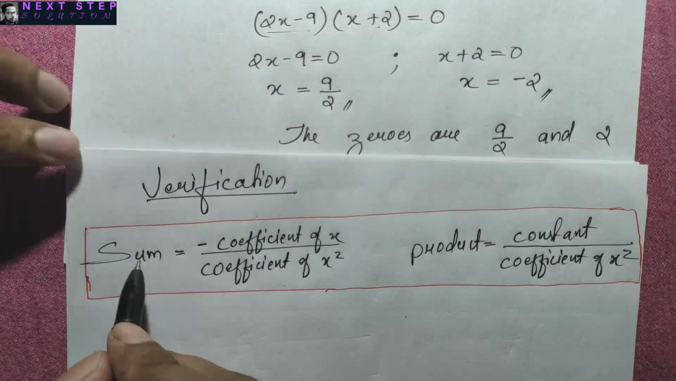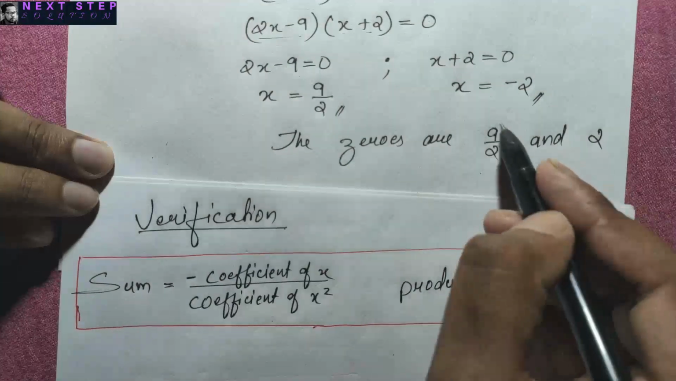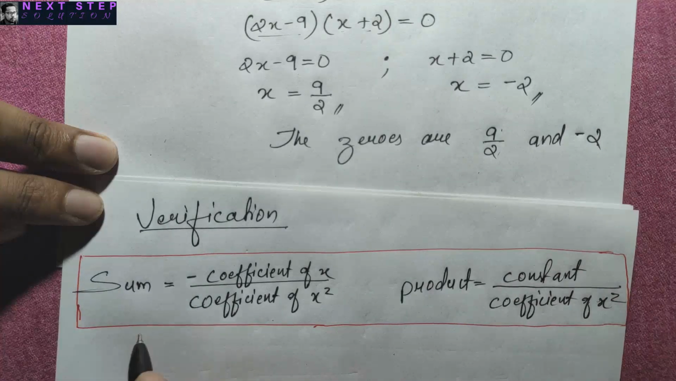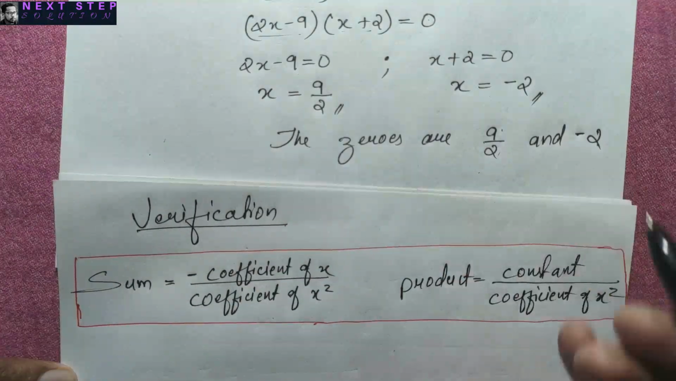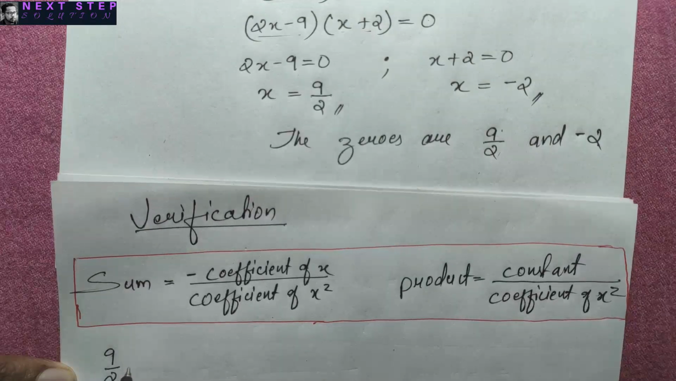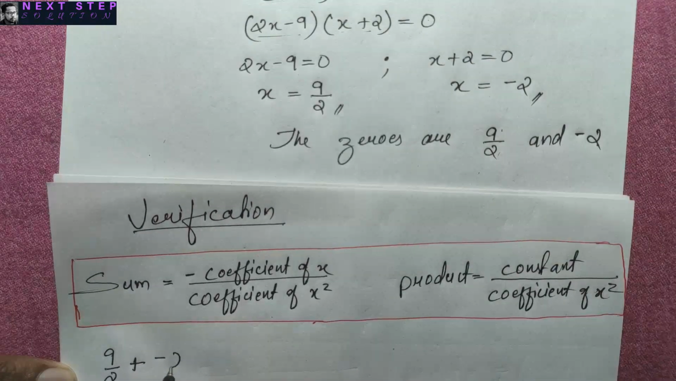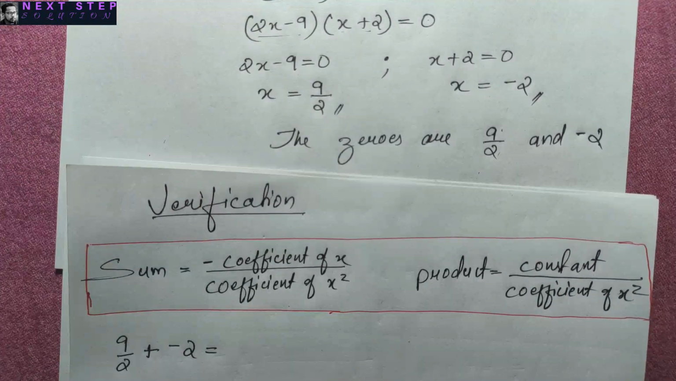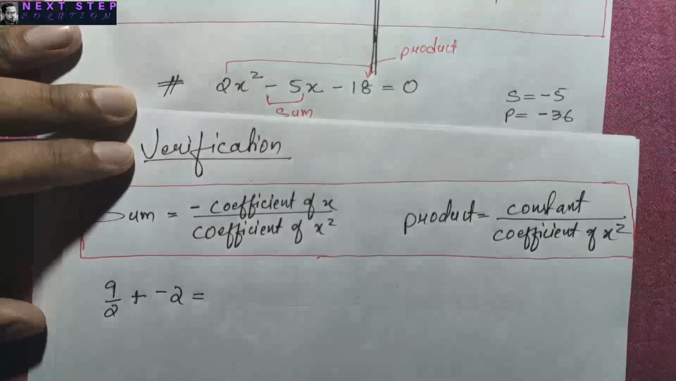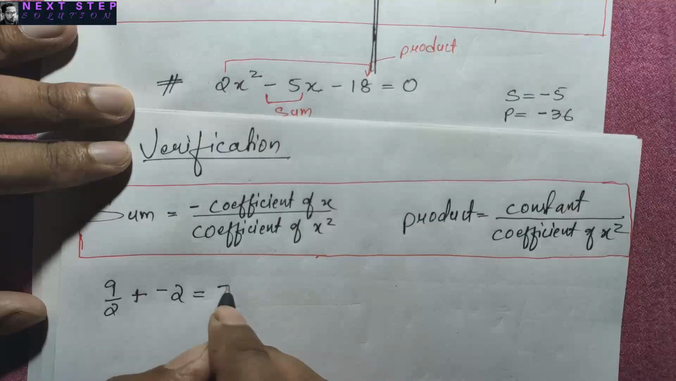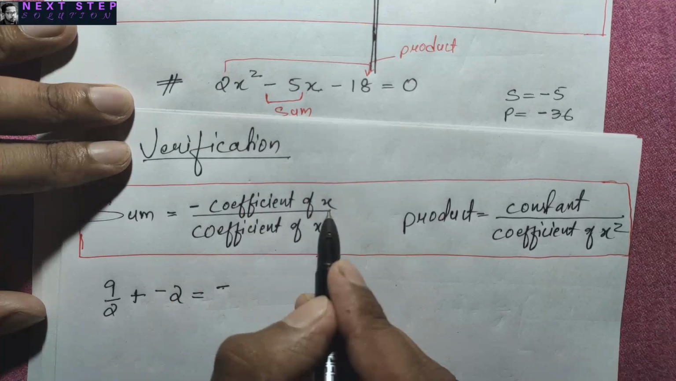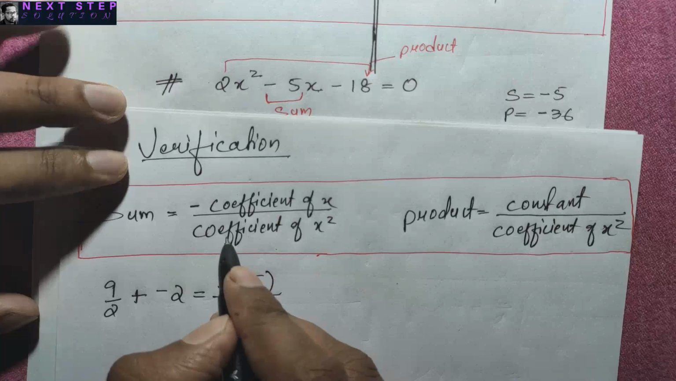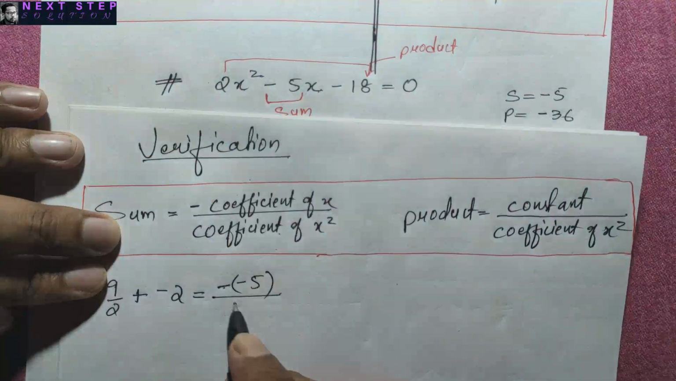Now here we take the sum. We have calculated the zeros. The two zeros are 9 by 2 and minus 2. So sum means add up both. We have 9 by 2 plus the other one is minus 2. If we add this up, we should get minus coefficient of x by coefficient of x square. You see the question here. The coefficient of x is minus 5, with the minus sign in front, divided by the coefficient of x square. Coefficient of x square is 2.